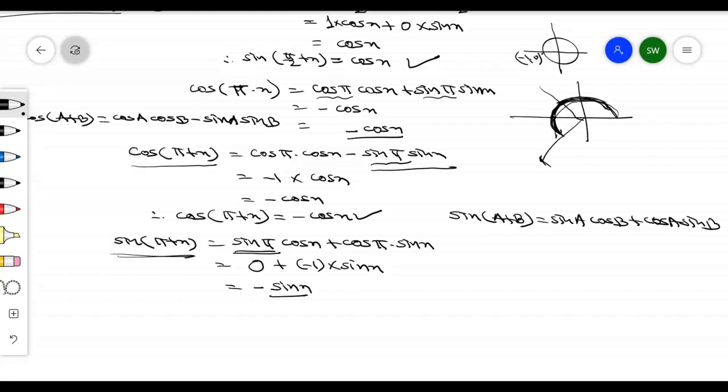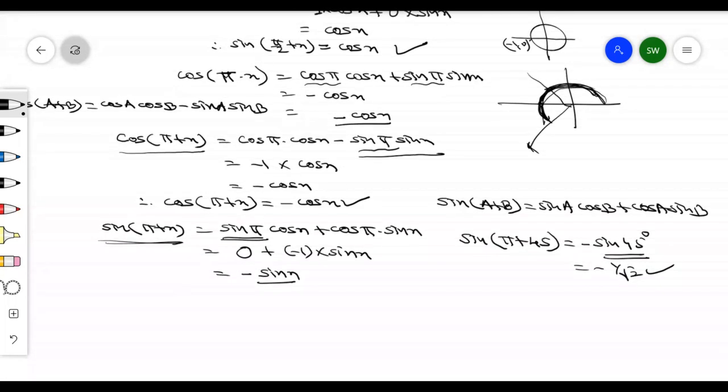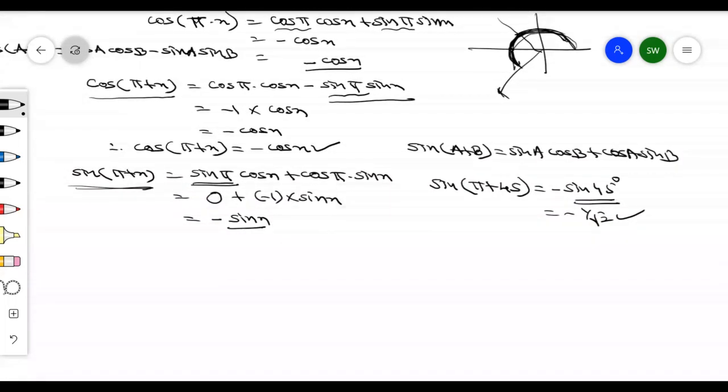Suppose sin of pi plus 45, so I can write this as minus sin 45. Write the value of sin 45, 1 upon root 2, so minus 1 upon root 2 will be the answer, like that. In this way, students, you can find the different formulas.